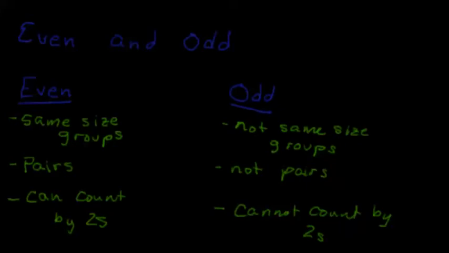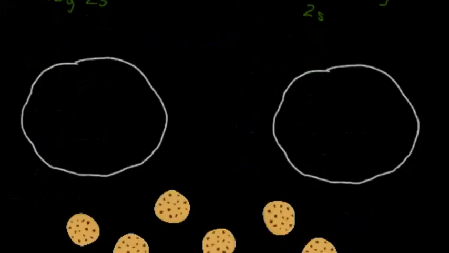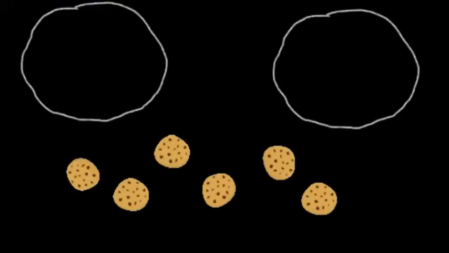So, now that we have our definitions here, let's look at a couple examples. So I've got some cookies left over, and I want to split them with you. So I've got two plates here, one for me, one for you, and I've got all these cookies. So let's see if we can split them into equal groups.